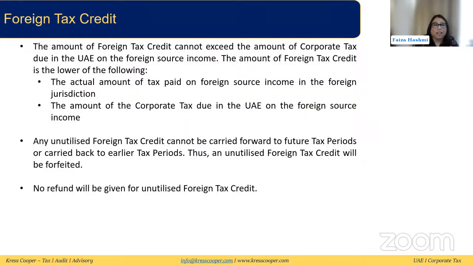The rest, whatever is unutilized, cannot be carried forward, like losses or net interest, and like withholding tax, it cannot be refunded. It will not be refunded, it will be forfeited. If you are not able to utilize it in that year, it is basically lost.